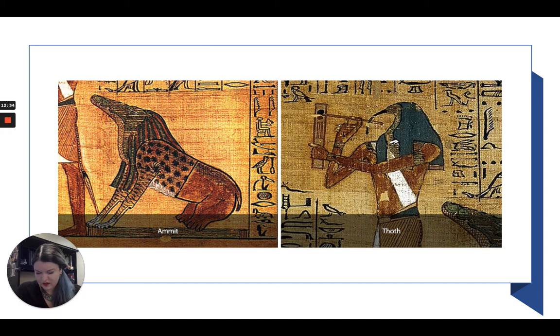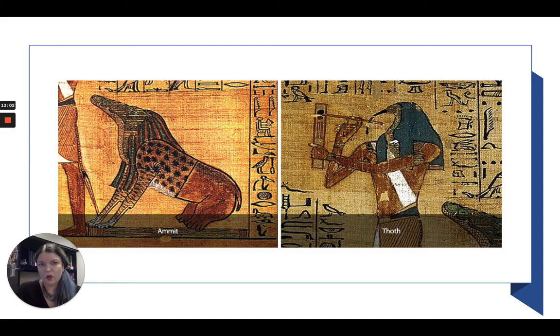Thoth is this god that has the head of an ibis. An ibis is kind of like, for anyone who's from here, you probably know what a heron is, a great blue heron. You see them in creeks and lakes around here a lot. Sort of a stork-like thing. An ibis is kind of like that. It's white and it has a long beak and long legs. So that's an ibis. Thoth has the head of an ibis.